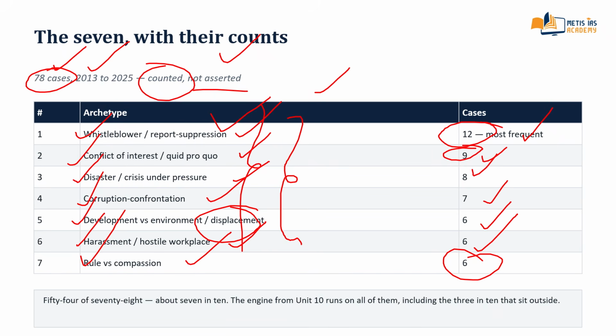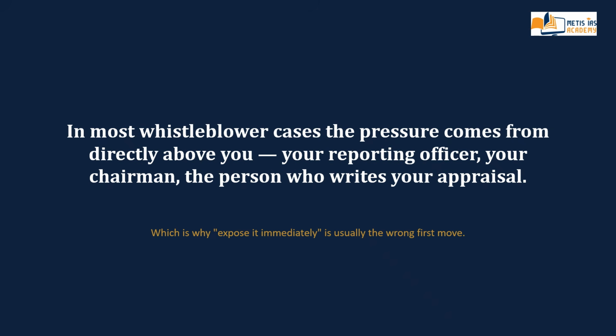So we come to archetype one, that is whistleblower and report suppression. What is the whistleblower and report suppression? The most frequent situation in the corpus and the one to prepare most thoroughly. You hold evidence of wrongdoing. Disclosing it puts your career, posting or safety at risk. Suppressing it is easy and nobody would immediately know.